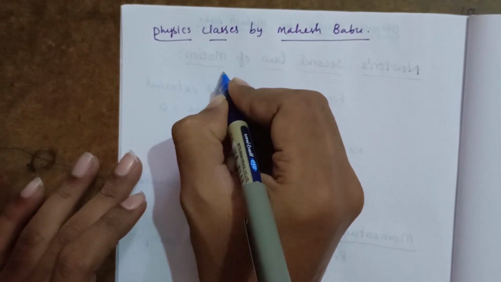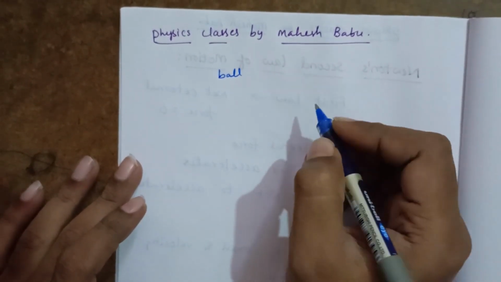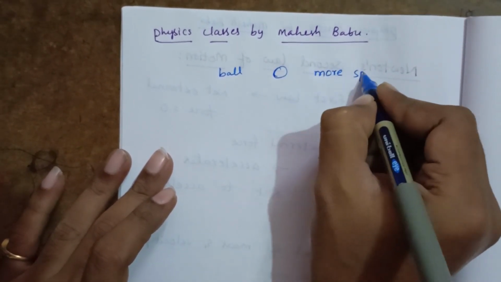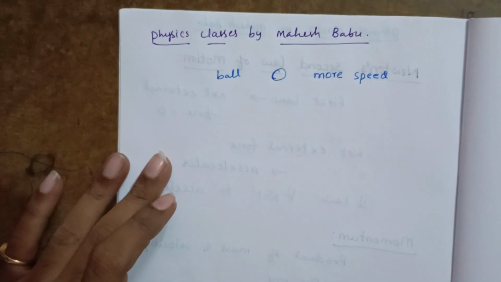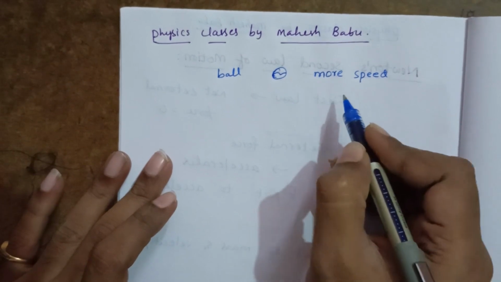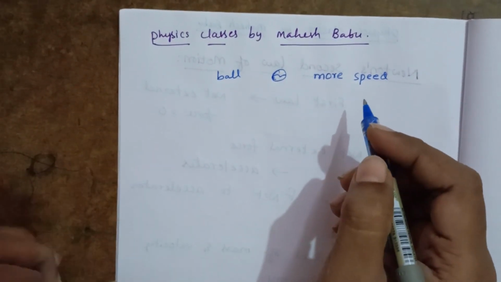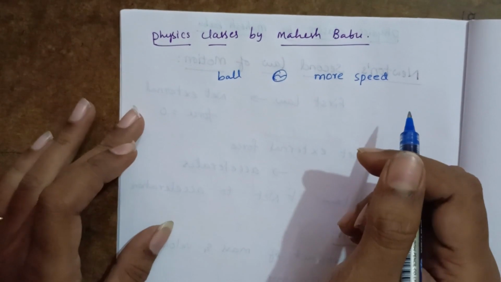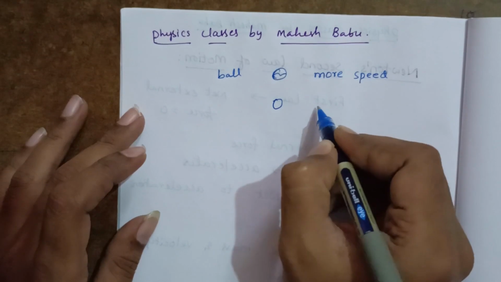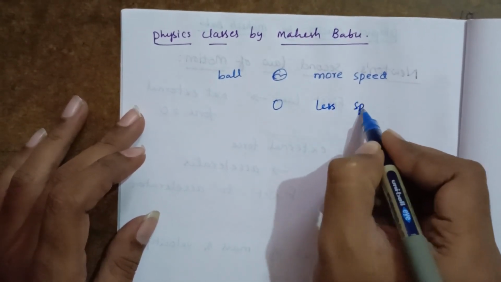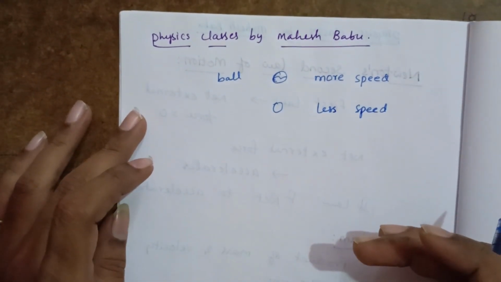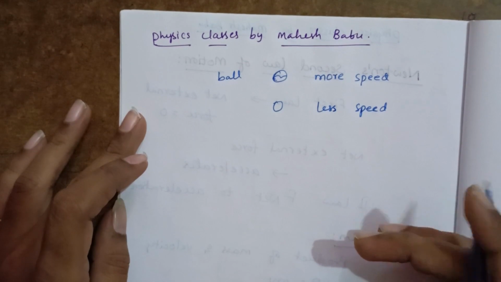Next, if you have a ball and you throw it with more speed to another player, while catching it he will get more hurt, because it hits with more speed. Similarly, if you throw with less speed, it won't hurt. He can simply catch it.